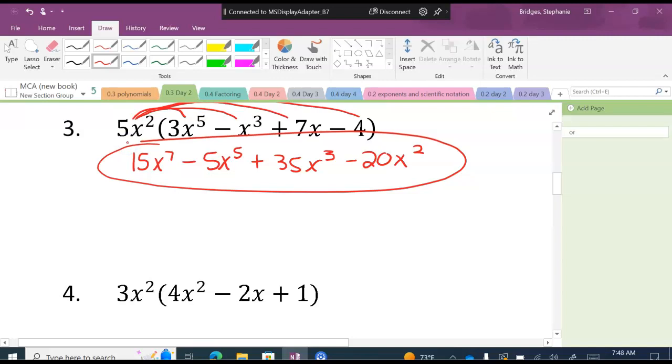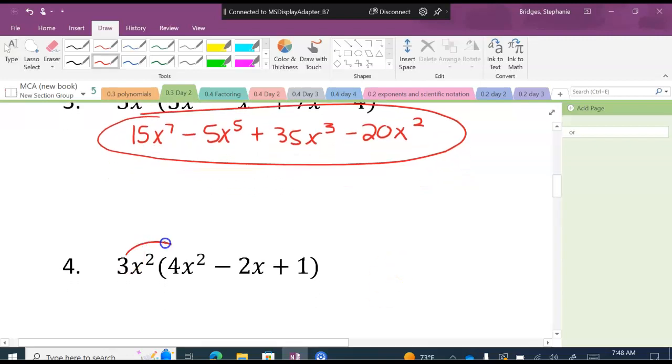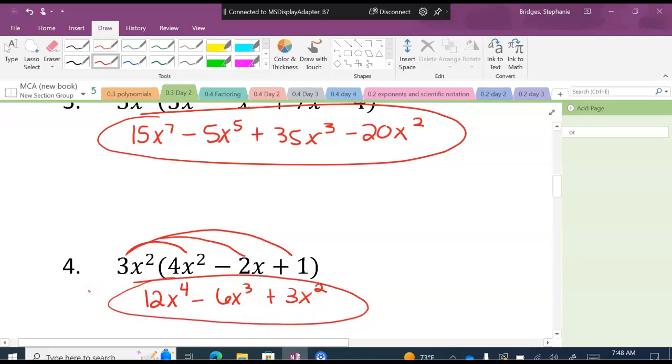Same exact thing with number 4. We are going to distribute the 3x squared to each term. So we get 12x to the 4th minus 6x to the 3rd plus 3x squared. Anything I need to do there? No. Okay. Anybody have any questions?